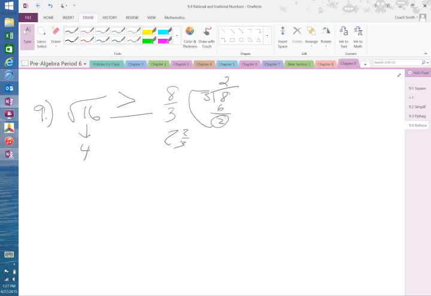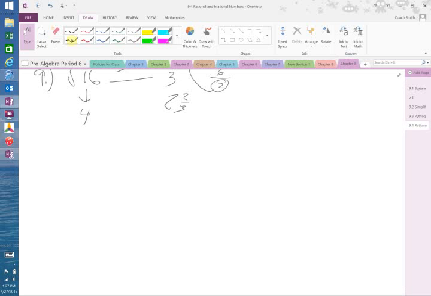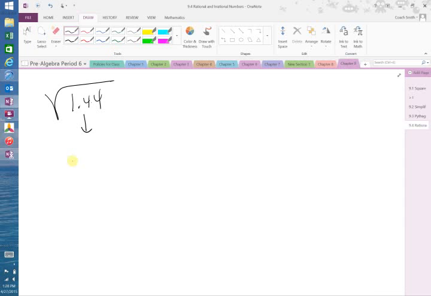Now I want to look at something. We have not talked about these. Square root of 1.44. Here's how you take the square root of a decimal, if you just don't know it. The way you take the square root of a decimal is you take this decimal number and you make it a fraction. So that's 144 over 100. That's what 1.44 is, because that is the hundredths place value.